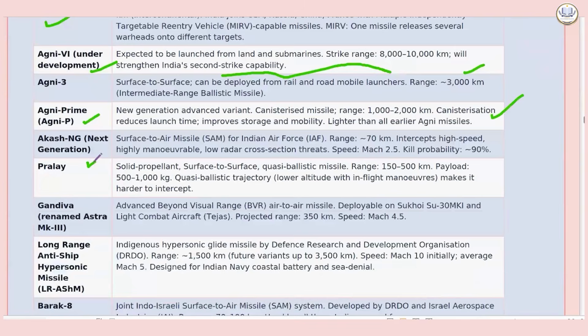We have Akash NG. NG means next generation. So it is a surface to air missile for the Indian Air Force. Range is 70 kilometers. It intercepts high speed, highly maneuverable, and low radar cross section threats. It is important for our air security. Kill probability is 90% and speed is Mach 2.5.